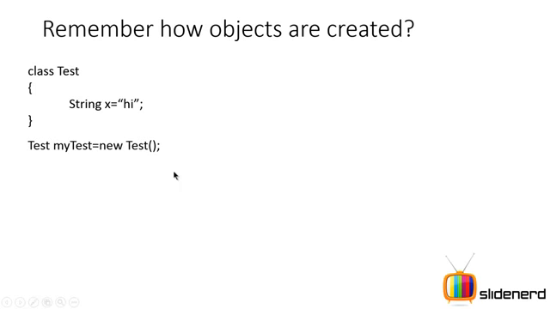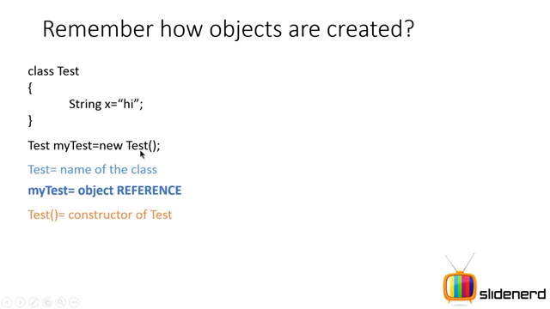At this point, if I try to make an object of this class Test, I will simply say Test myTest = new Test(); right? Let's break this down into different pieces and try to understand what is going on. The first word, Test, is the name of the class. The second word, myTest, is the variable that we have used here. It's actually an object reference. Then the Test on the right-hand side is the constructor, and new is a special word that creates memory in Java, right?